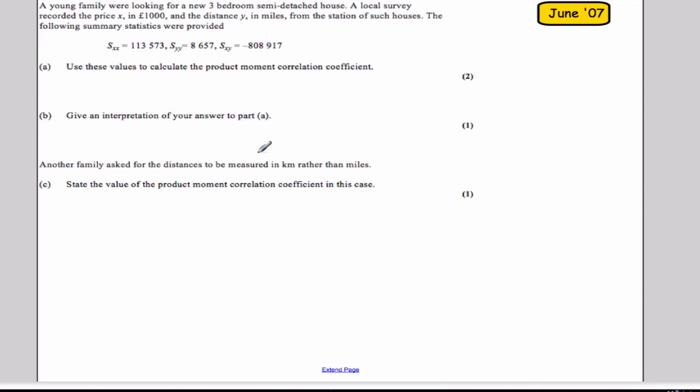Okay, a young family were looking for a new 3-bedroom semi-detached house. A local survey recorded the price X, in thousands of pounds, and the distance Y, in miles from the station, of such houses. The following summary statistics were provided. Calculate the PMCC. Right, PMCC r equals Sxy all over the square root of Sxx times Syy.